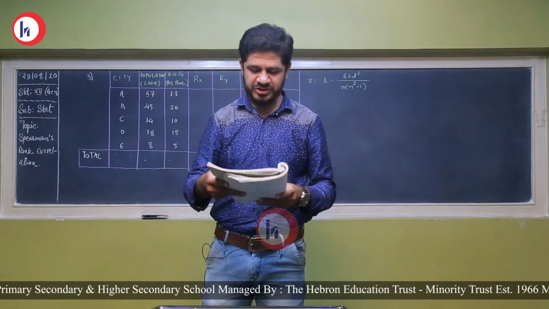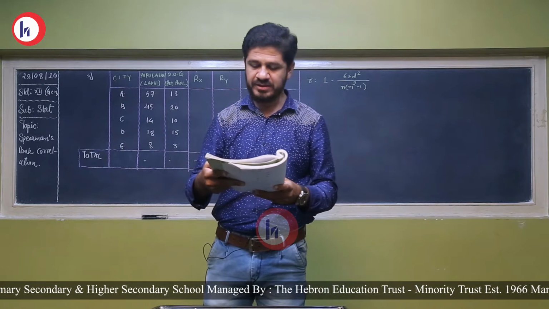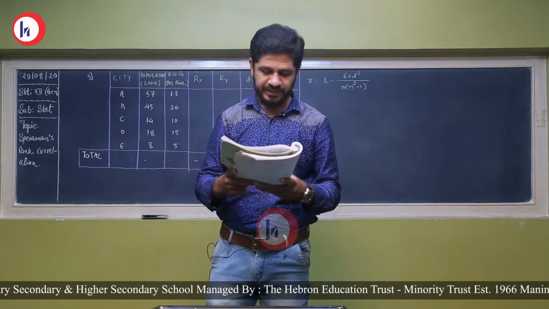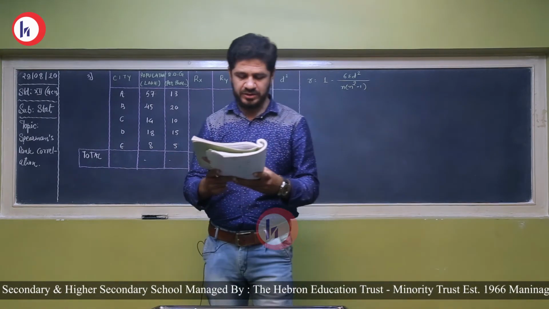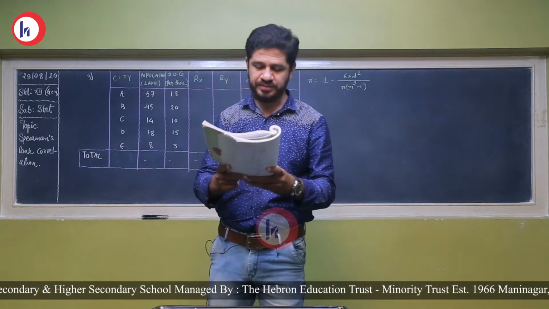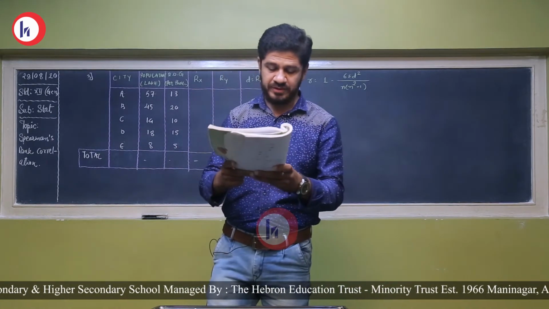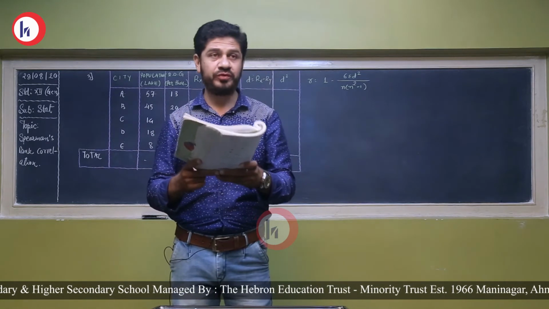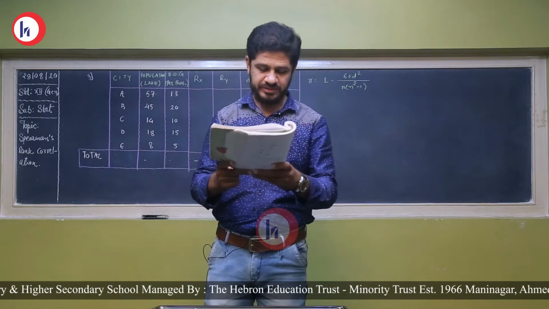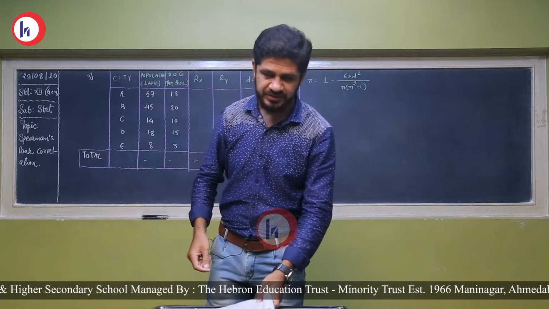The following information is obtained by a survey conducted by a town planning committee of a state. Cities A, B, C, D, E. The population in lakh and the rate of growth per thousand are given in the question. Find the rank correlation coefficient between the populations. The word rank correlation is mentioned.